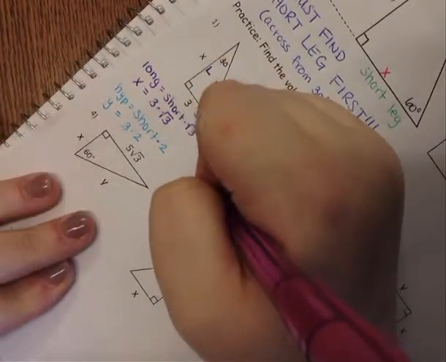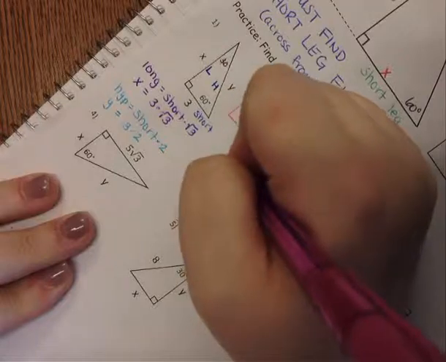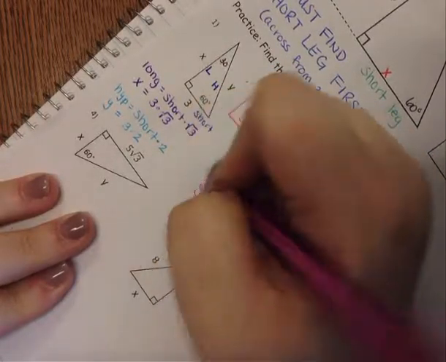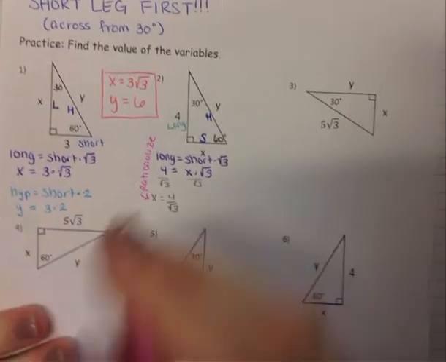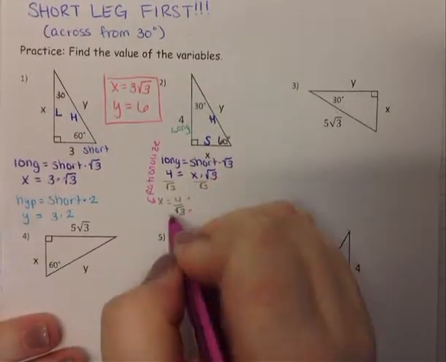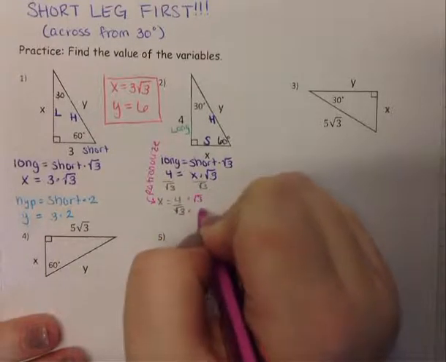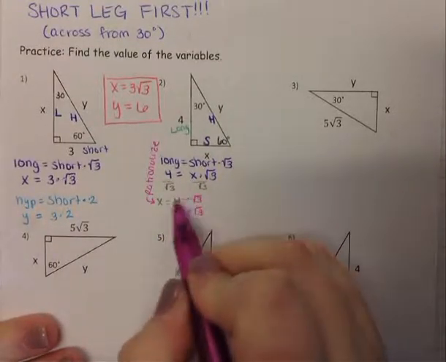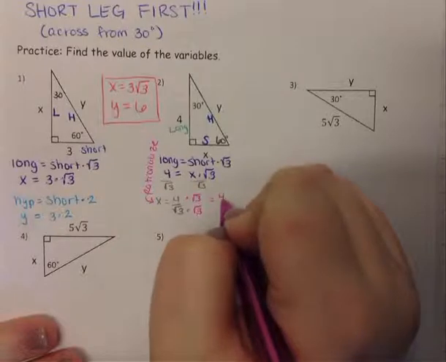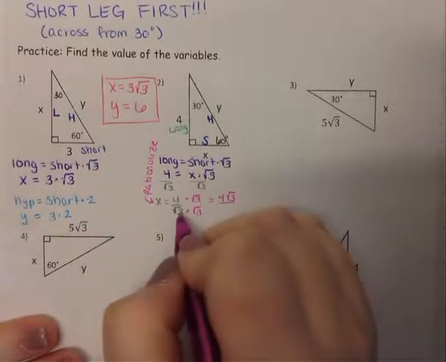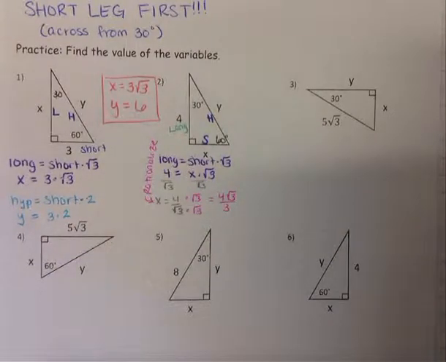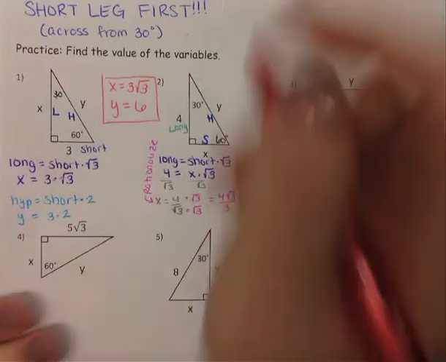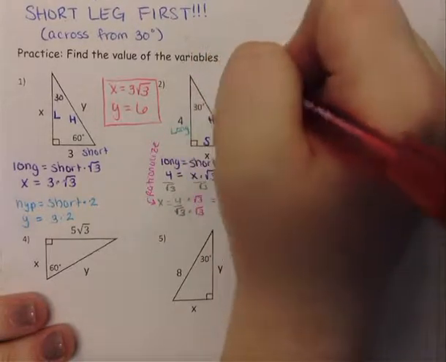So I'm going to write that on the side. We want to rationalize this value. So to rationalize this, we want to multiply the top and bottom by the radical in the denominator, which is square root of 3. So 4 times the square root of 3 is equal to 4 square root of 3 over square root of 3 times square root of 3, which will just be 3. This will not simplify any further, so x is equal to 4 square root of 3 over 3.